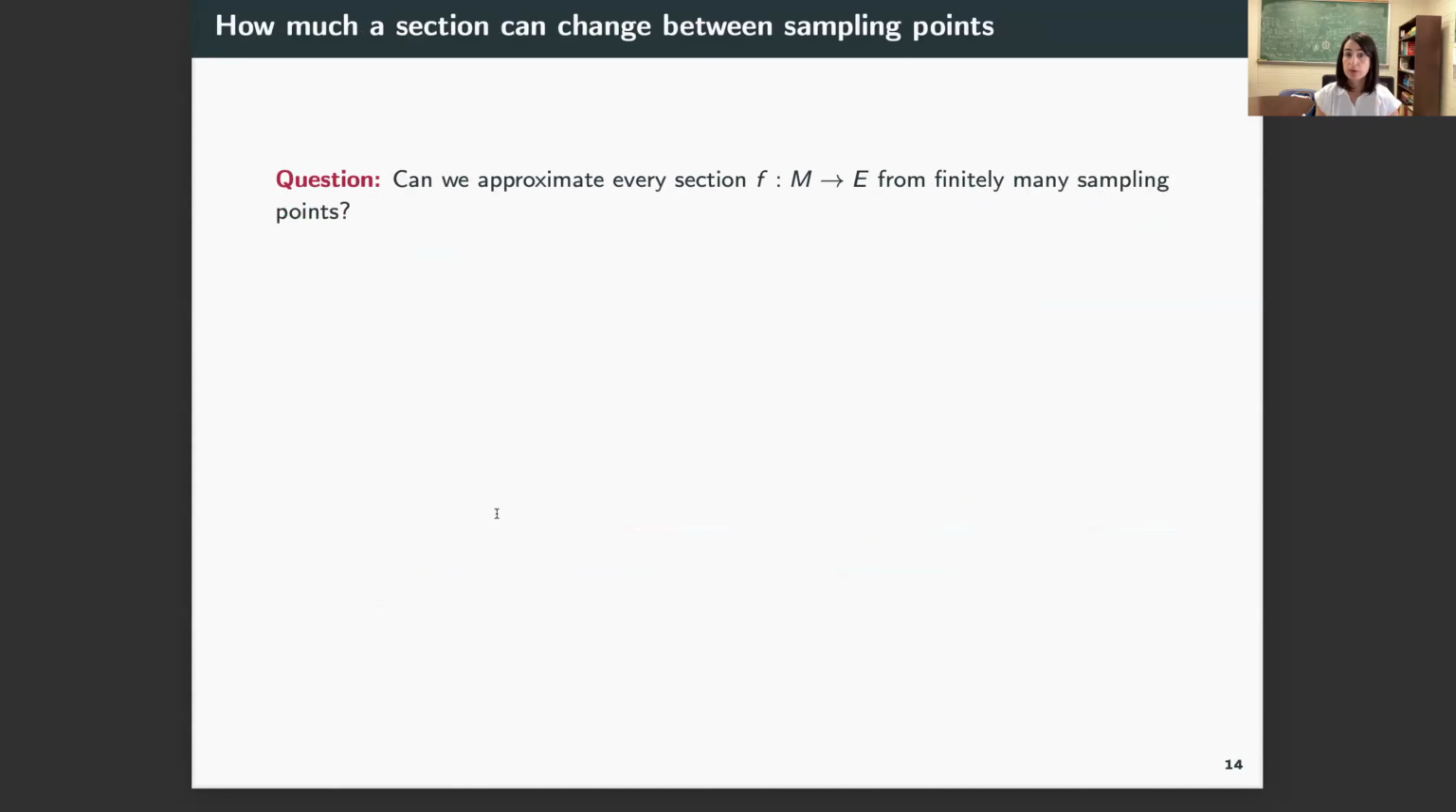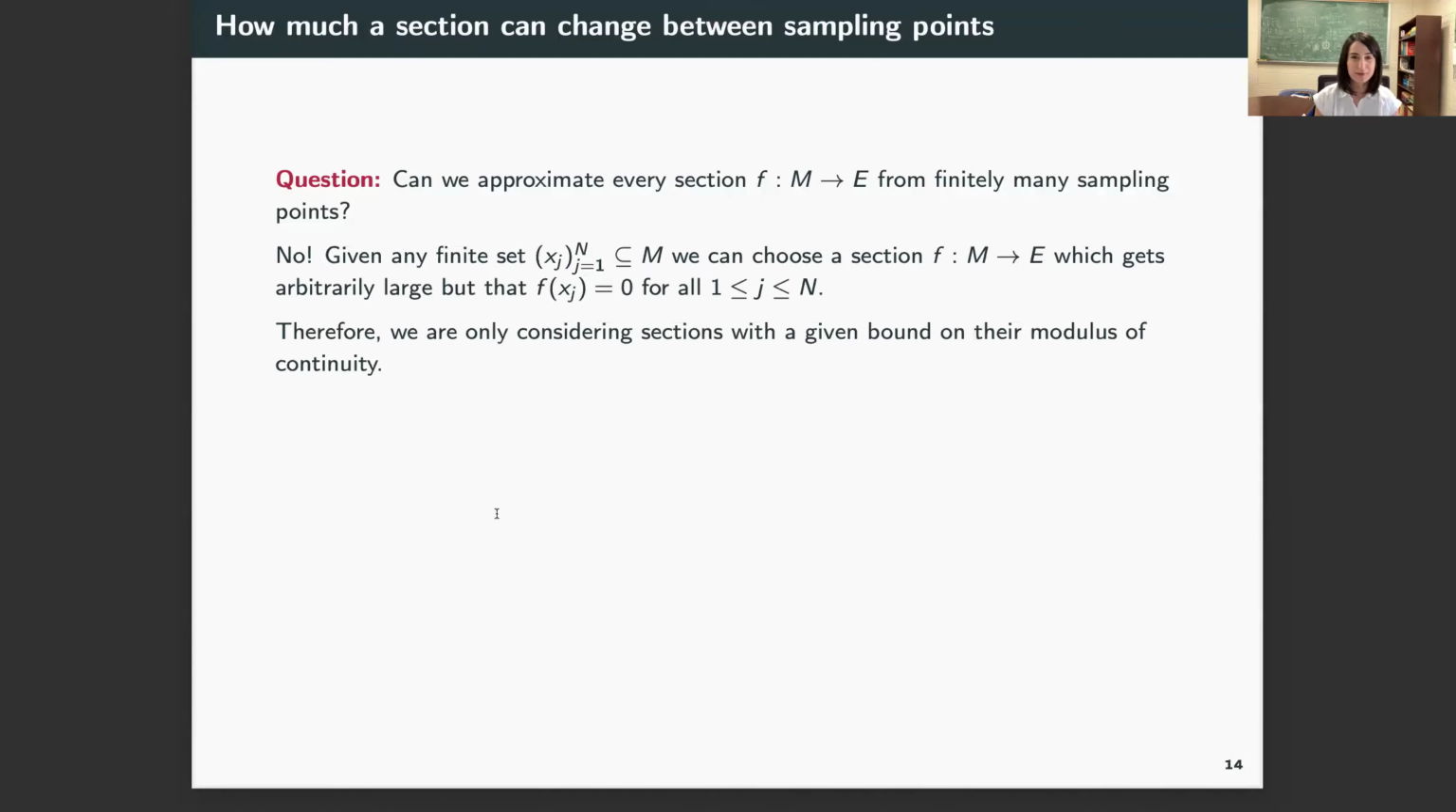So can we approximate every section from finitely many sampling points? Can I do that? Well, the answer is no. I can think of this in a way that if I am given a finite set of sampling points x_j, we can choose a section f that can be really large, but the value at those sampling points would be 0. So technically, it's not going to give me any information to be able to approximate it nicely.